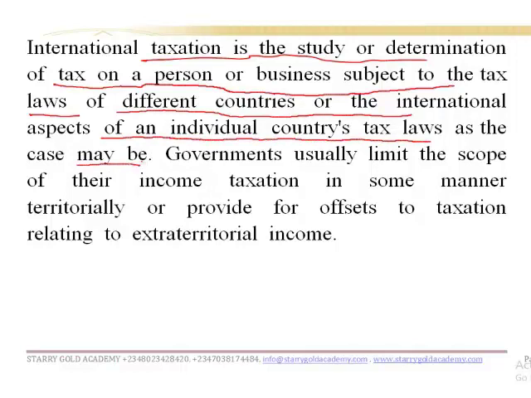So governments usually limit the scope of their income taxation in some manner territorially, or provide for offsets to taxation relating to extraterritorial income.